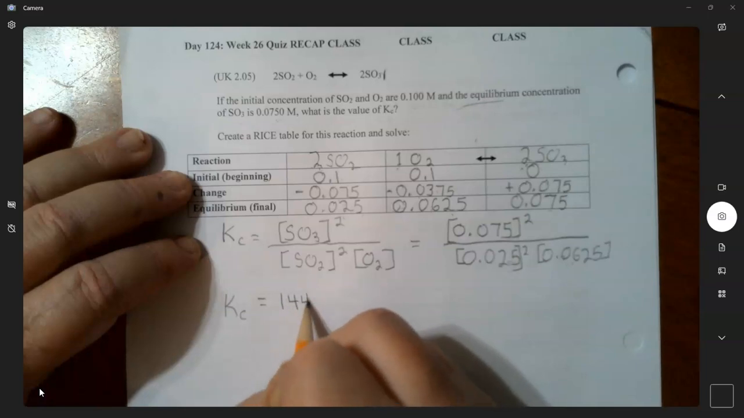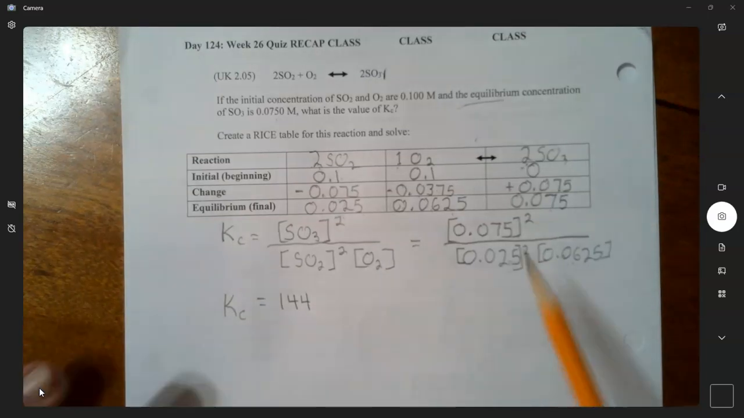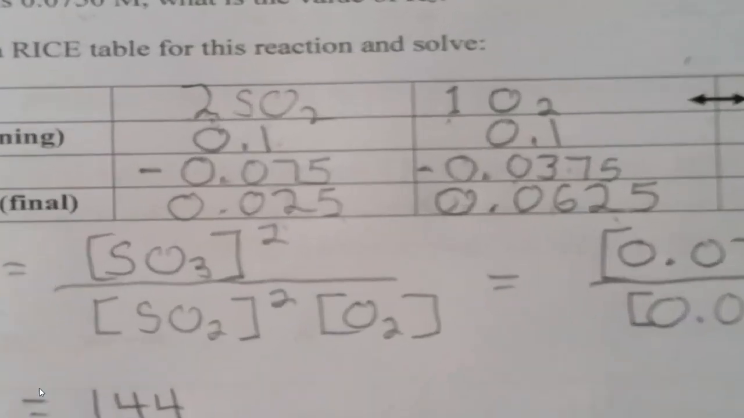No units of measure. Please do this calculation. Be sure you get that answer. If you don't, you're doing something wrong with this calculation. It's very easy to do that.